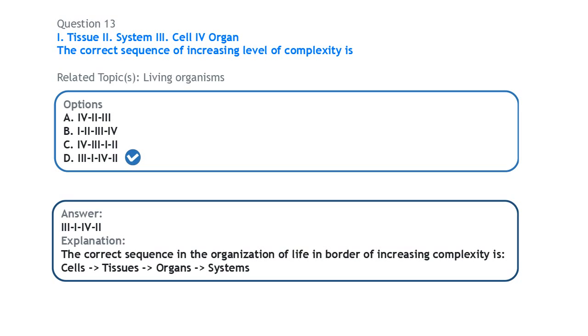After the cell, you have the tissue. A combination of cells that perform similar function forms a tissue. Then tissues that have related functions form an organ. Organs that have related functions are connected to form a system. So you have cell to tissue to organ to system. The most complex here is the system, and the simplest here is the cell.